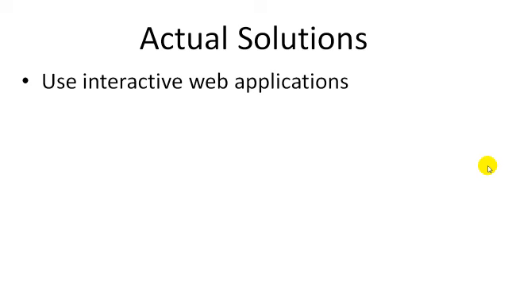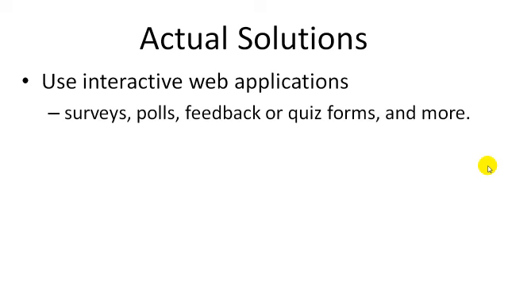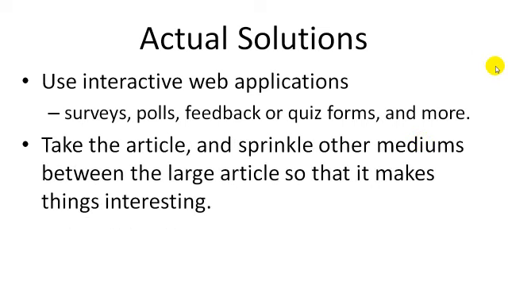You can also use interactive web applications like surveys, polls, feedback, or quiz forms. This can help you gather data about your audience, but at the same time keep them intrigued and engaged. Like I said again, take the article and sprinkle other mediums throughout the large article so that it makes it interesting. Don't put it all in one spot. Spread it out. If you can do this, then you have yourself a socially engaged site.